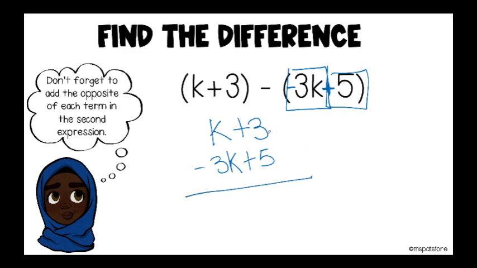Positive 3 and positive 5 is basically positive 8. And then k and negative 3k, remember, there's an invisible 1 here, okay? So it will be negative 2k because as I have different signs, I need to subtract and keep the sign of the greatest absolute value. My final answer is negative 2k, positive 8.